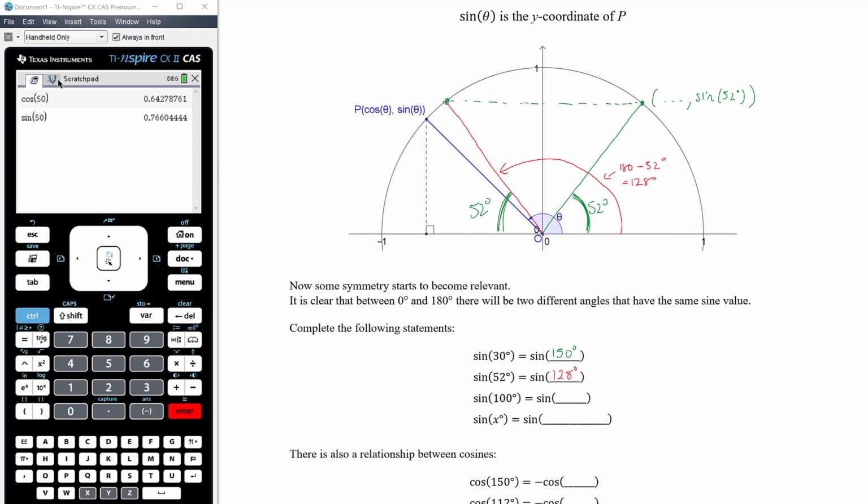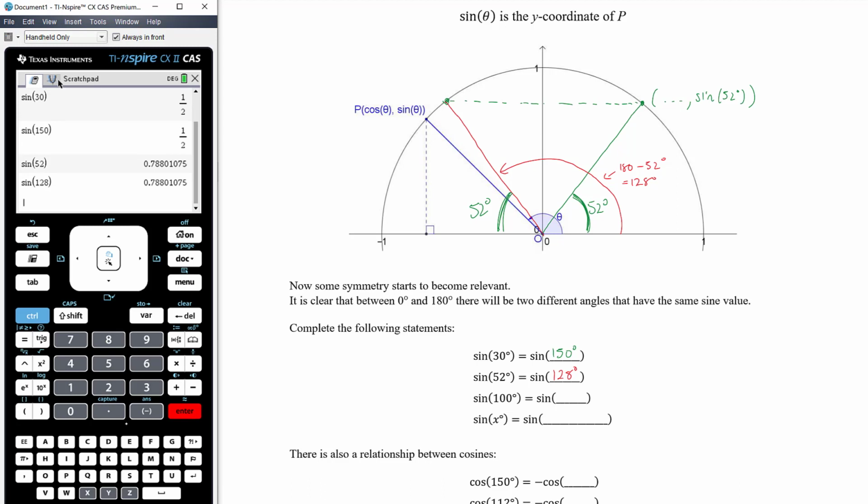And you can check these. Let's go to the CAS. Let's check them both. Sine of 30 degrees first, it's half, and sine of 150 degrees is also half. Okay, let's try the other two. Sine of 52 degrees. Sorry, I didn't press, don't let that confuse you. I meant to press control enter. So sine of 52 degrees is 0.788. Sine of 128 degrees, control enter, is also 0.788.